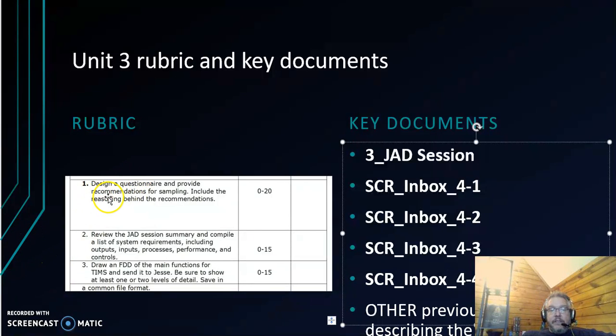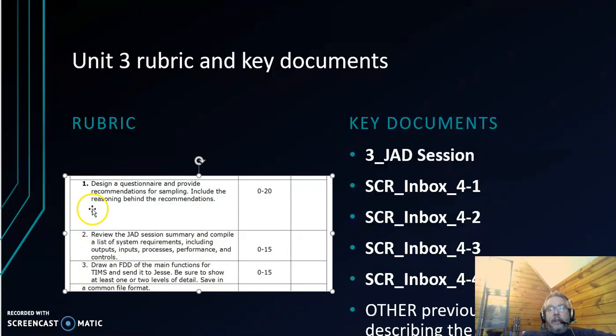Again, the main steps: design a questionnaire, provide recommendations for sampling, include the reasoning behind that recommendation, review the JAD session summary and compile a list of the system requirements, outputs, inputs, processes, performance, and controls, and then finally draw an FDD diagram of the main functions of the TIMS system.